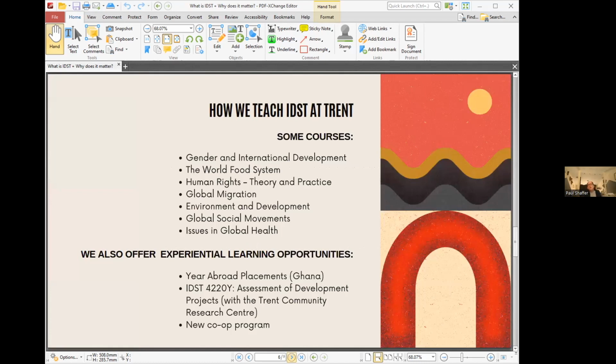Okay, so just to put a little bit more meat on that, to tell you the actual types of courses that we offer, the topics. So here's just a short list. That includes gender, international development, world food system, human rights, global migration, environment, development, social movements, issues in global health. There's more to it, and if this is of interest, you can see it in the calendar, but this just gives you a flavor of what we mean when we're holistic and interdisciplinary.